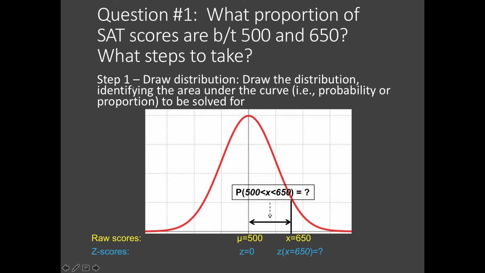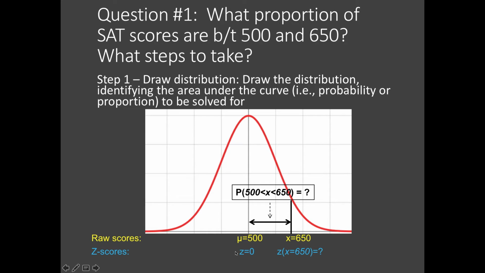So first you're going to draw the distribution. I always recommend doing the drawing because you can visualize where your values are. So first you draw a curve. It doesn't have to be perfect, just has to look sort of bell-shaped. Then you identify this midpoint, which is the population mean, or the mu number, which is 500.